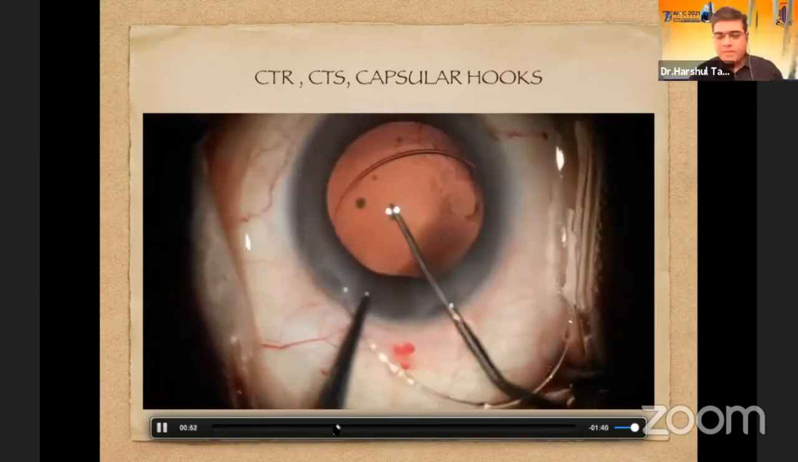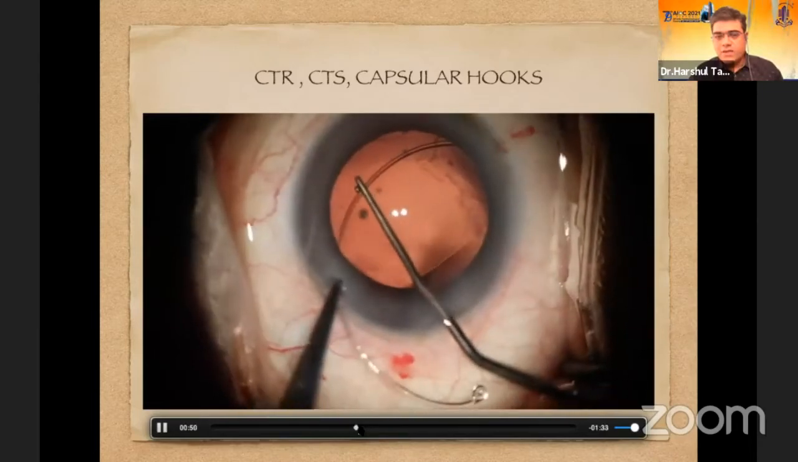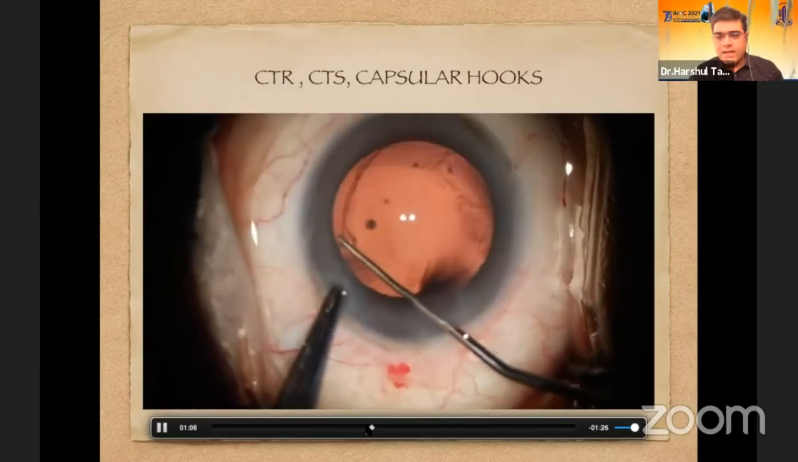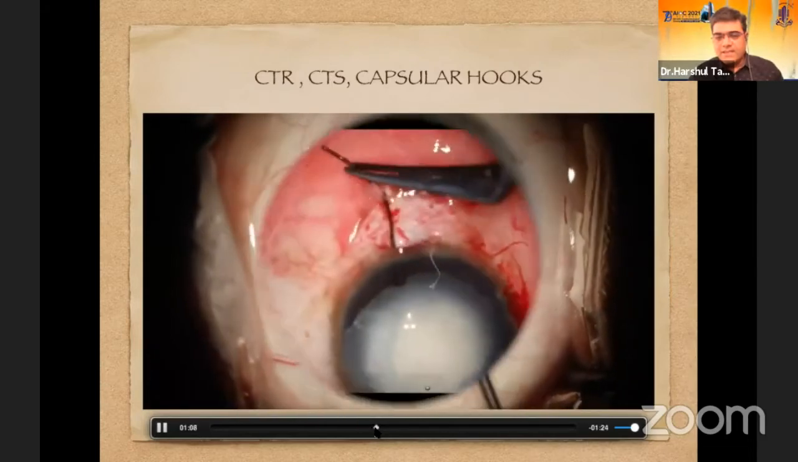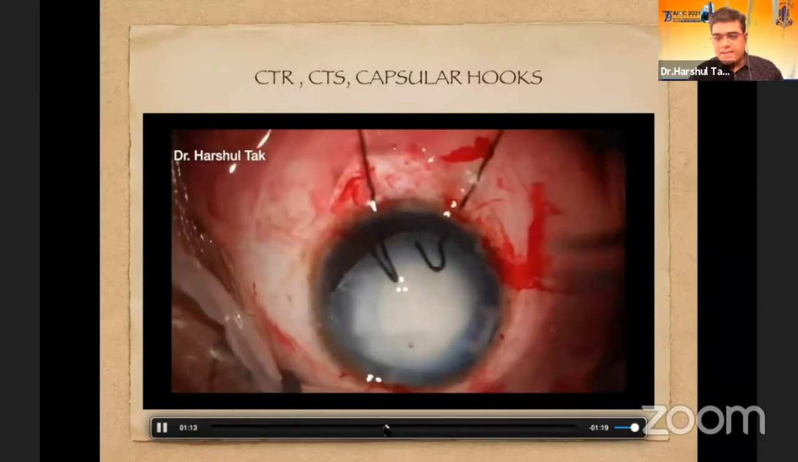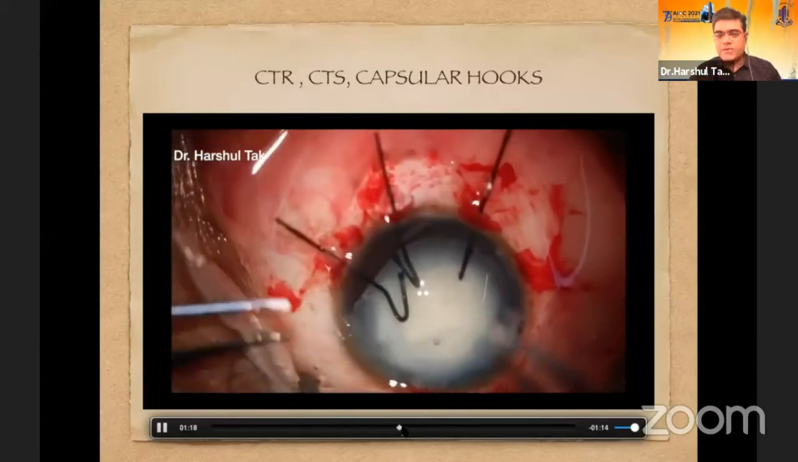We go from the side port incision, and we use again the Kuglen's hook to just guide this ring, and once it goes inside, it stabilizes. So this is a case which has more than 4 clock hours of zonular laxity. So we use capsular hooks first to stabilize the capsular bag, which gives the anterior-posterior stability.